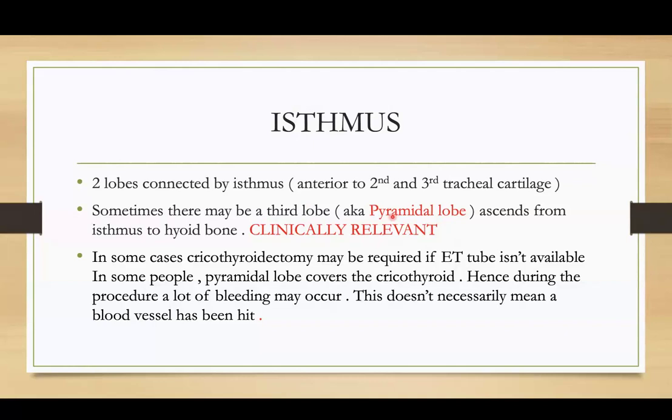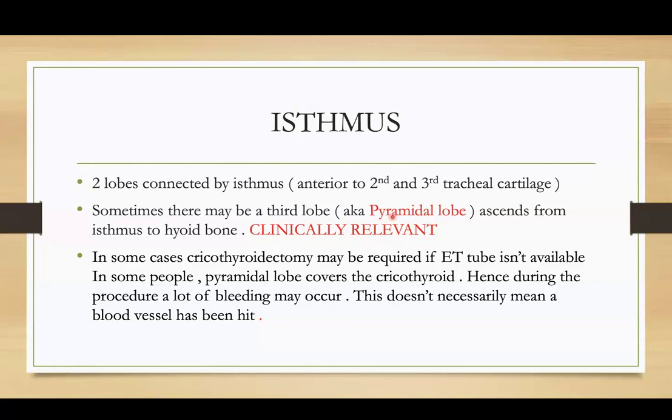And it's clinically relevant because in some cases, we have a procedure called the cricothyroidectomy, which may be required if the endotracheal tube isn't available or cannot be placed. So the endotracheal tube is something to assist with ventilation and breathing in sick people. But if you can't use it, then you do a cricothyroidectomy.